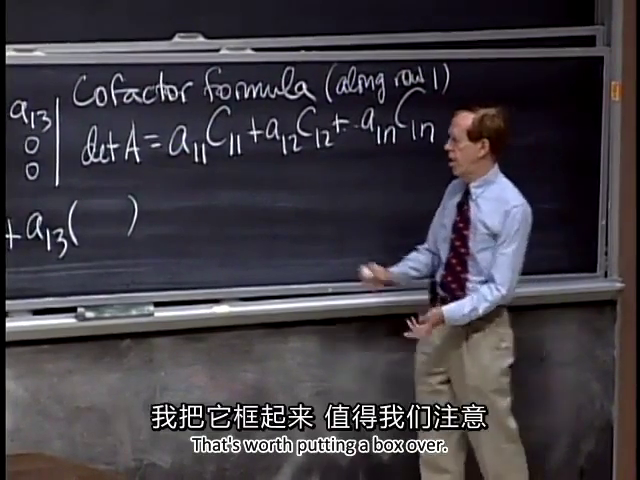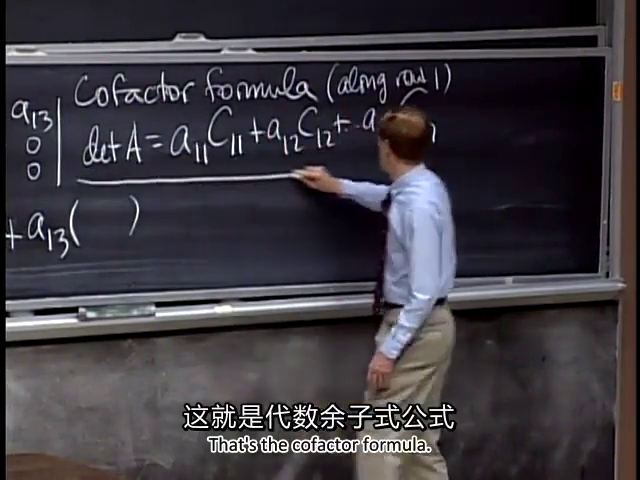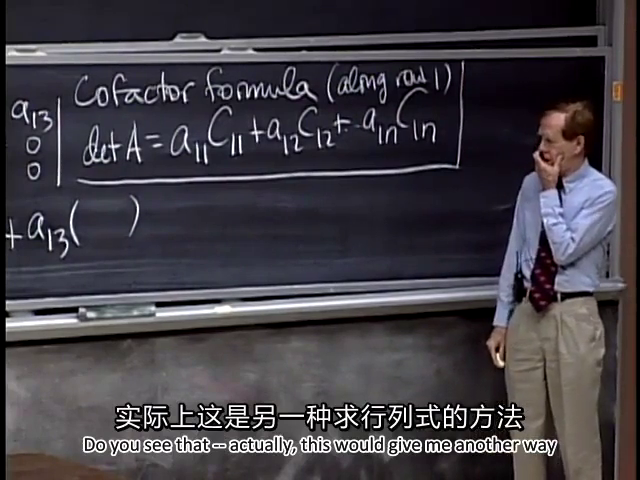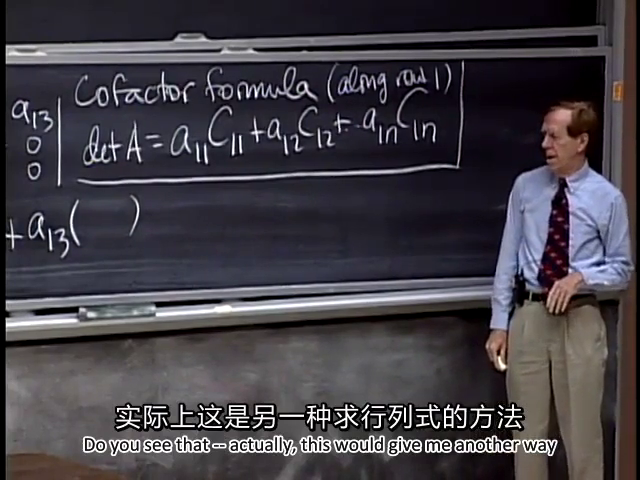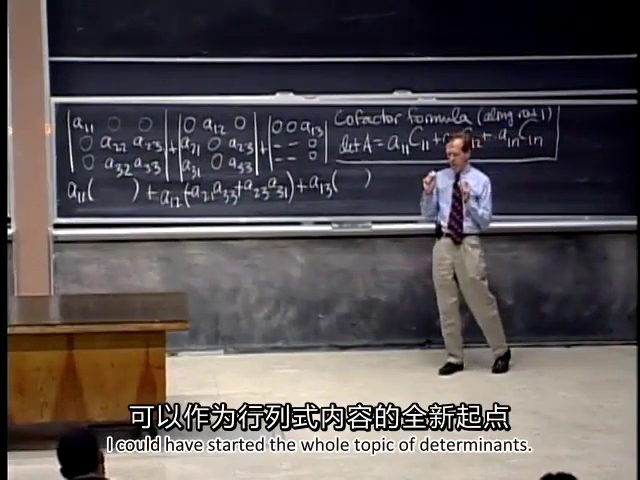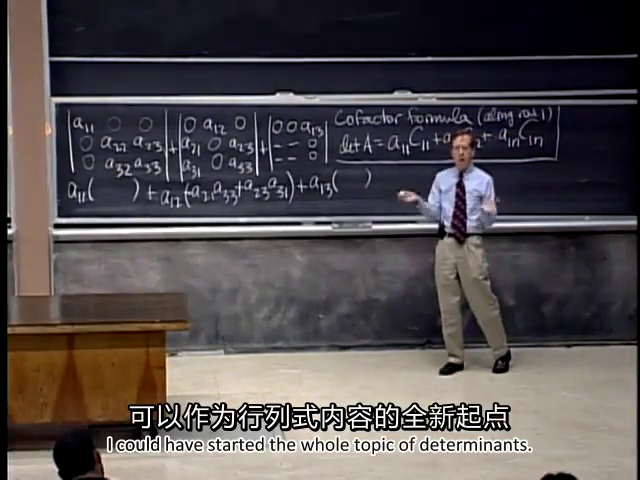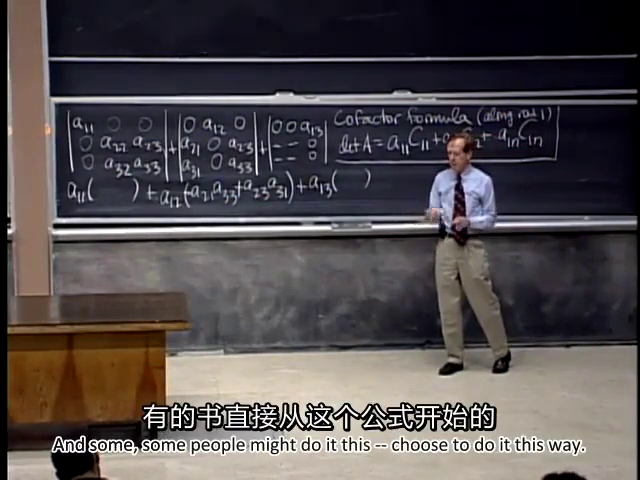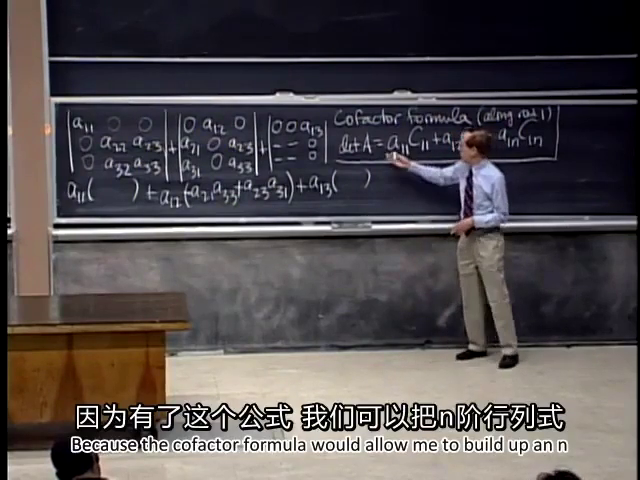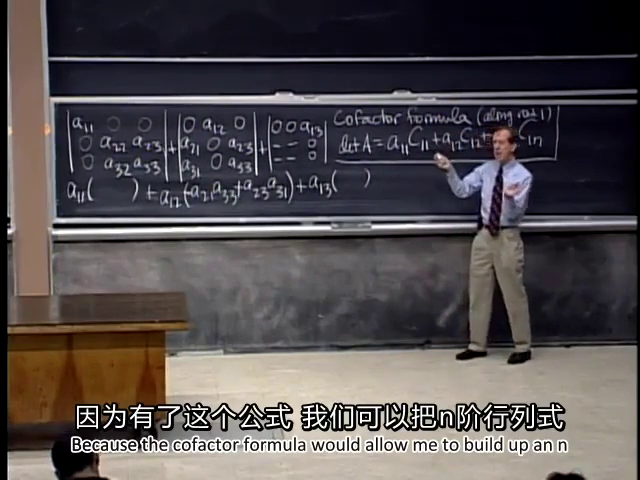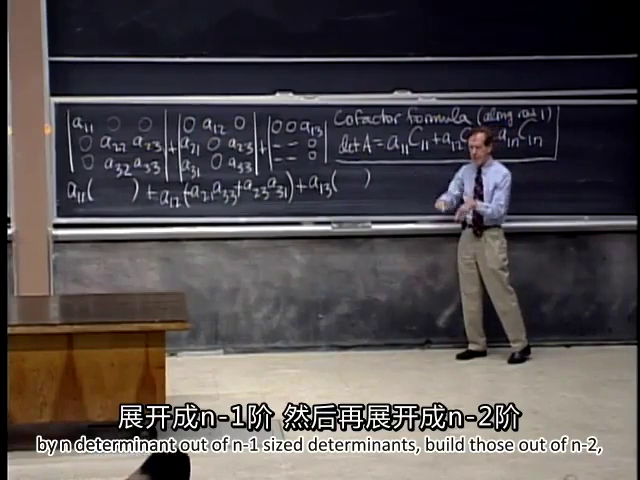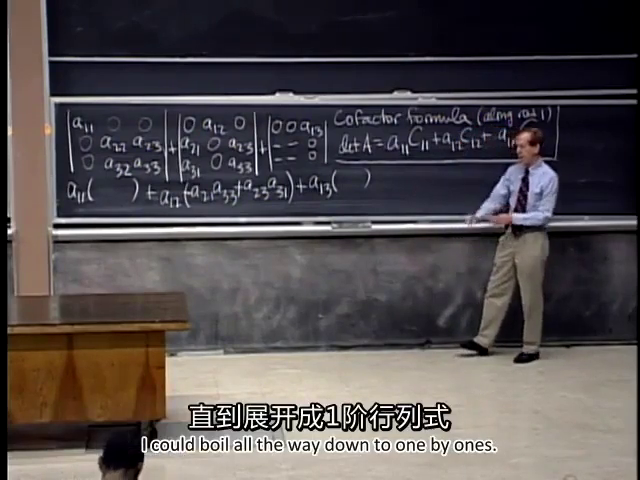That's worth putting a box around. That's the cofactor formula. Do you see that? Actually, this would give me another way. I could have started the whole topic of determinants, and some people might choose to do it this way, because the cofactor formula would allow me to build up an n by n determinant out of n minus 1 size determinants, build those out of n minus 2, and so on. I could boil all the way down to 1 by 1s.